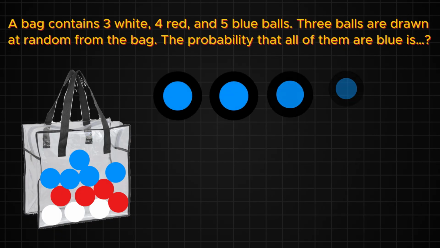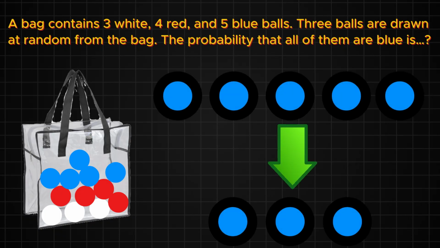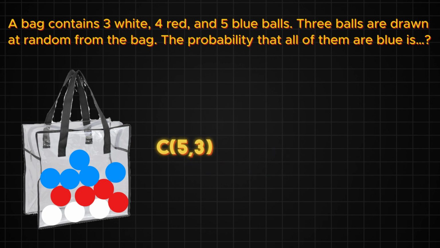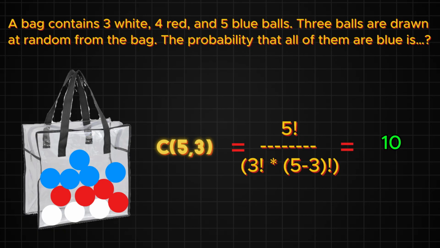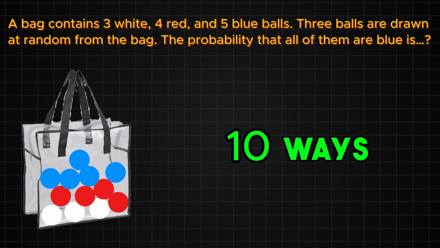So how many ways can we pick 3 blue balls from the 5 we have? C(5, 3) equals 5 factorial over 3 factorial times (5 minus 3) factorial, which equals 10. There are just 10 ways to pull out 3 blue balls from those 5.